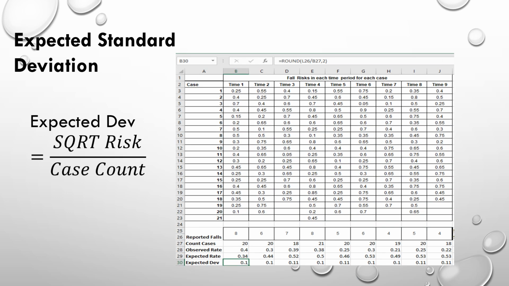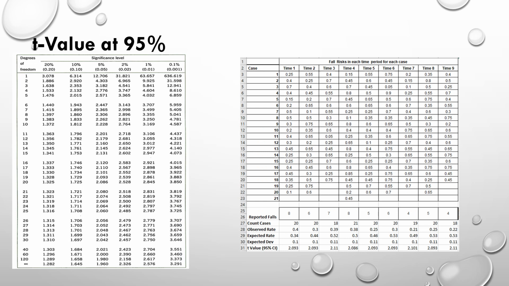Now we are ready to calculate the expected deviation. To calculate the expected deviation for each period, take the square root of the sum and divide it by the number of cases for each time period. That will give us our expected standard deviation.